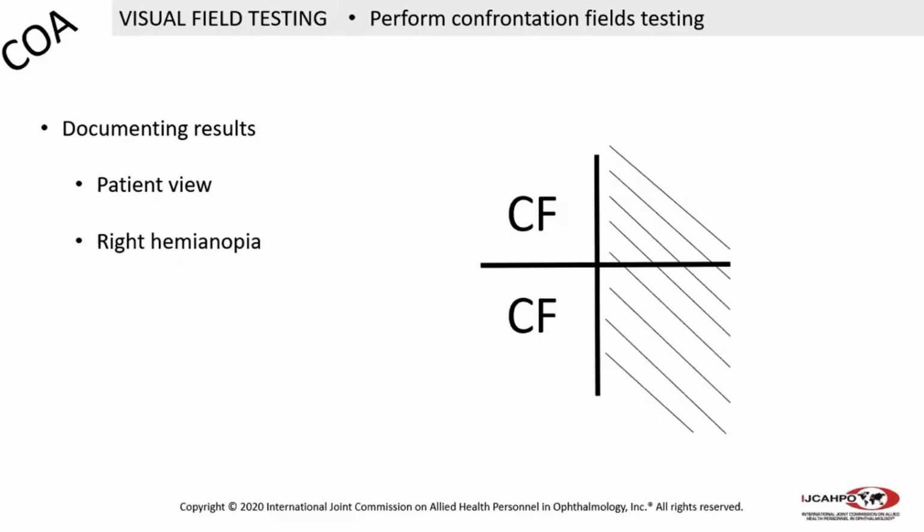Again, another example of a constricted right visual field, documenting from the patient's perspective. This would be a patient's right eye, and the entire right hemisphere of the right eye, upper and lower, the patient was unable to see the object. This would indicate a right hemianopia.